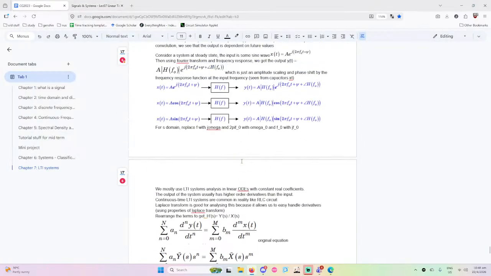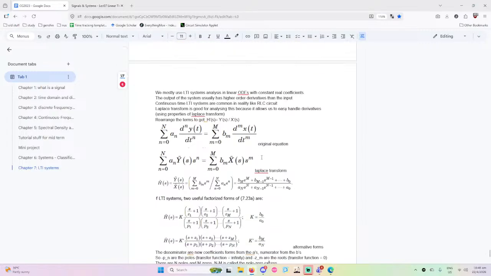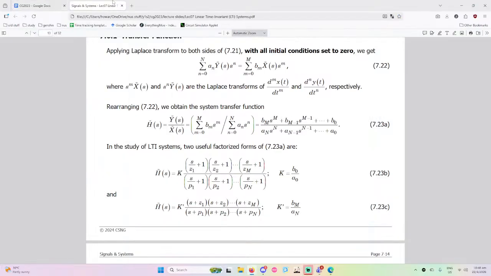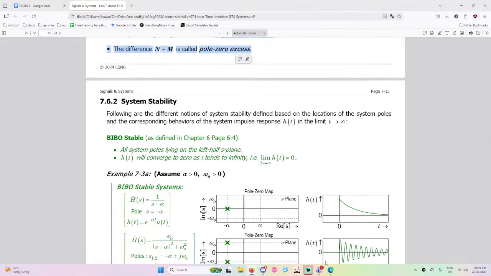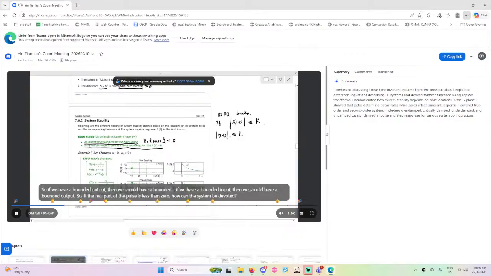So if we have a bounded input, then we will have a bounded output, which means that if the modulus of the input is less than or equal to k, where k is a finite and positive value, then the corresponding output y(t), the modulus of y(t), should be less than or equal to L. So if the real part of the poles is less than 0, how can the system be BIBO stable?